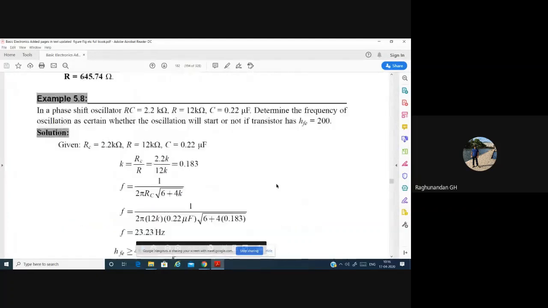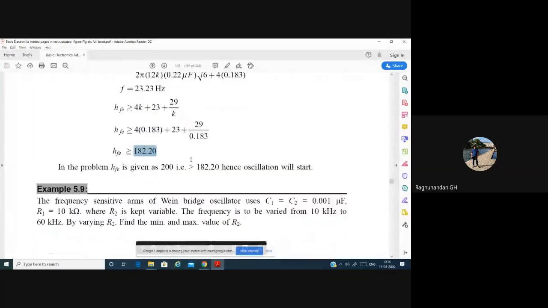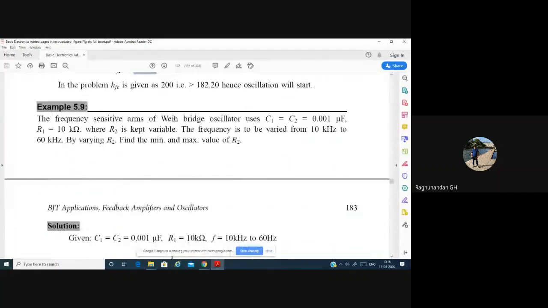So the minimum current gain required is 182.20, but we have 200. Obviously, we have greater than the required. So oscillation is going to start. That is what we can comment. Hence, oscillation will start. After that, it comes to the Wien-Bridge oscillator.